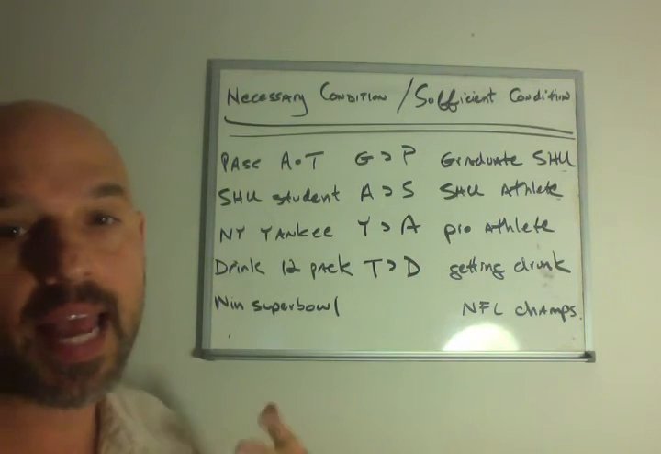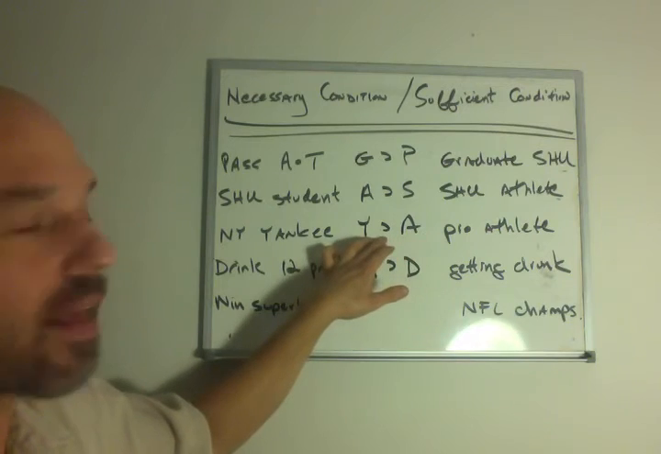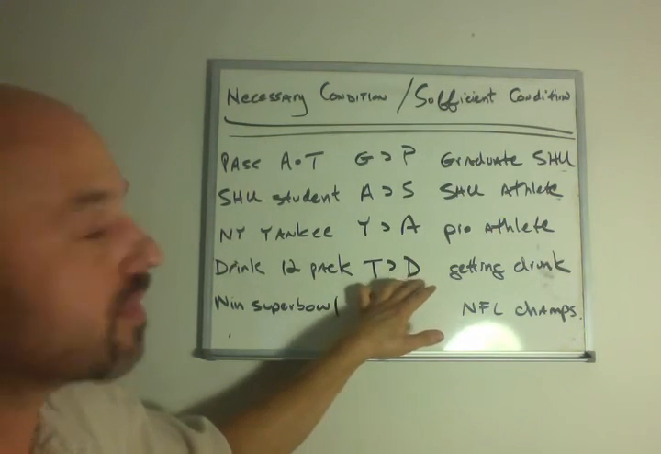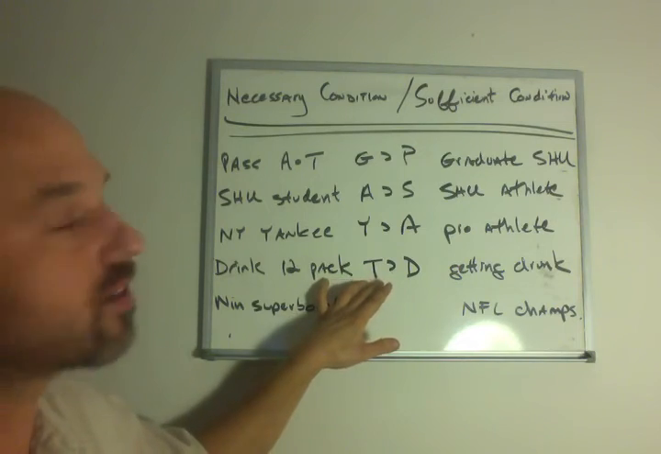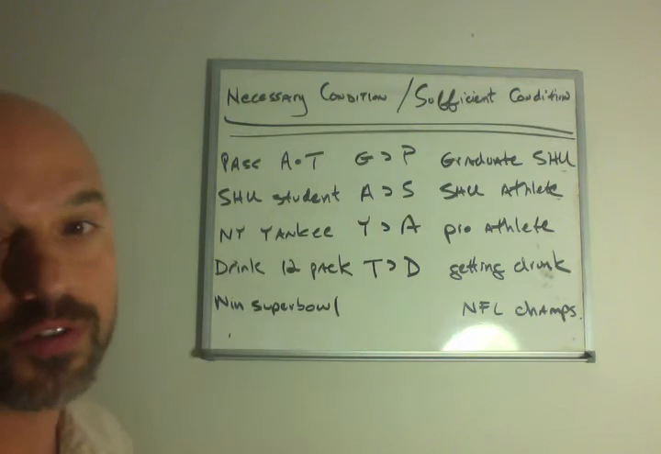Notice again, the opposite wouldn't be the case. Just because someone's an athlete wouldn't make them a Yankee. Just because someone is drunk doesn't mean they necessarily had a 12-pack. So if we reverse these, you would see that they were false, whereas these are true.